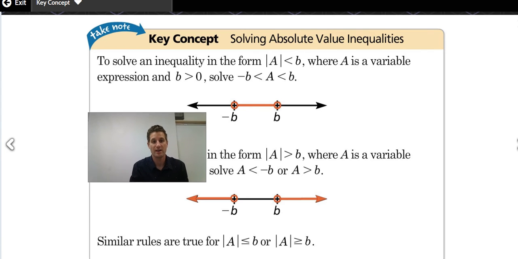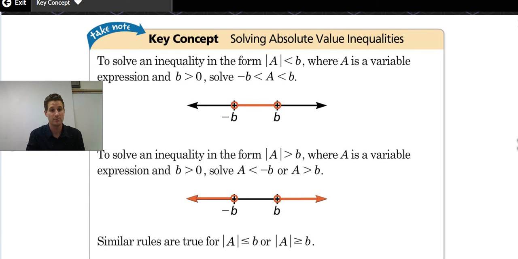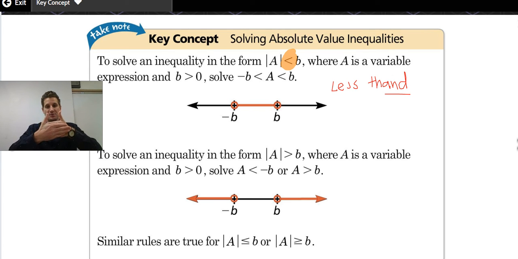Okay, when we get to inequalities with absolute values, it gets a little bit tricky. So you're going to write all this down, but this is the key piece right here. When you see a less than sign, I like to write it out as less, not than, but less than. Okay? This is a less than symbol, but it makes an and inequality. Okay? They're overlapping. So when we see that less than, we're going to do an overlapping inequality.